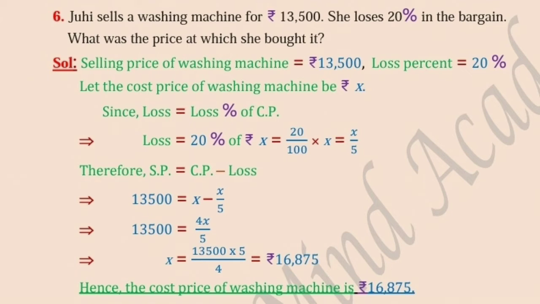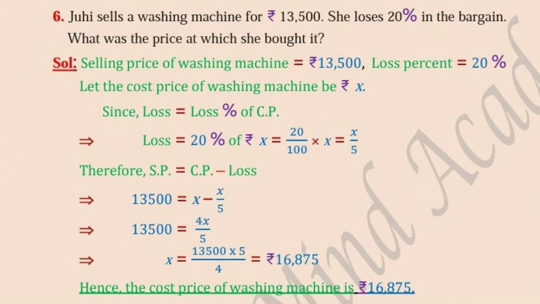Since loss is equal to loss percent of CP, that is cost price, therefore loss is equal to 20% of X rupees, which is 20 upon 100 into X. After simplifying, we will get X upon 5. Therefore, selling price is equal to cost price minus loss. Therefore, 13,500 is equal to X minus X upon 5. Now simplifying the right hand side of this equation, we will get 4x upon 5. Therefore, 13,500 is equal to 4x upon 5.